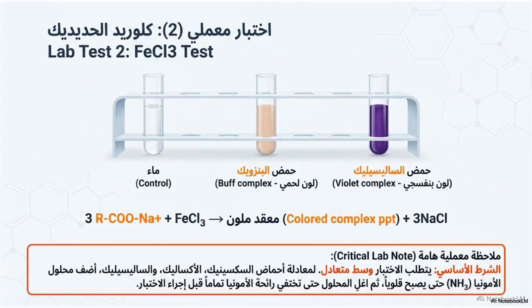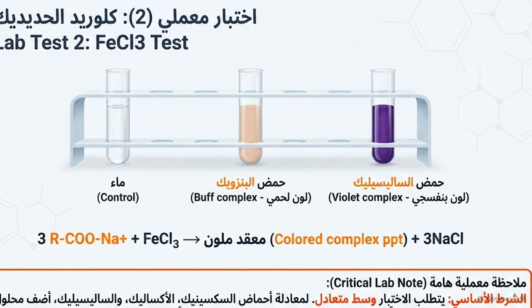Our second diagnostic uses ferric chloride. The reaction requires a strictly neutral medium. You convert the acid to a salt with ammonia, then boil it. Once neutralized, it acts as a color identifier. Benzoic acid yields a buff precipitate. Salicylic acid forms a violet complex.